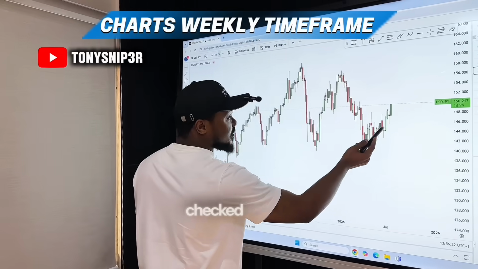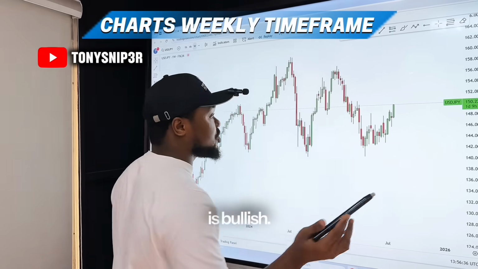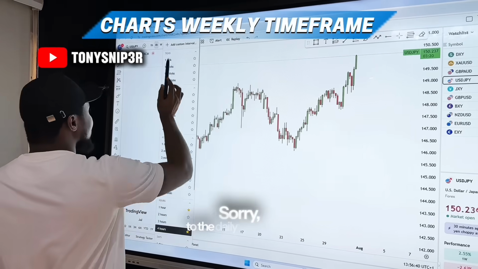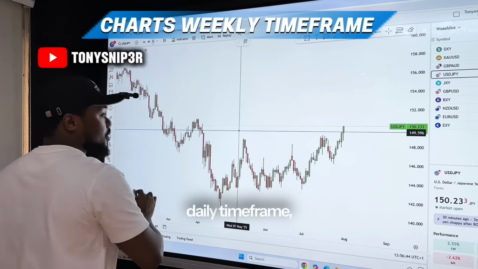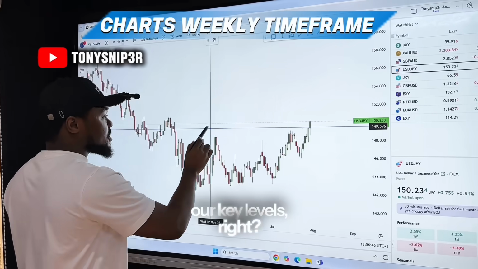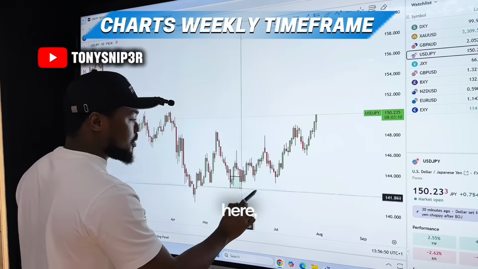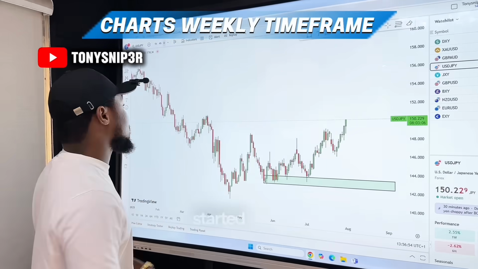Now, we've already checked our last 3 candles, right? 1, 2, 3. We are very sure that this market is bullish. Now, let's move to the 4-hour time frame as usual. Sorry, to the daily time frame. Now, if we move to the daily time frame, we need to mark our key levels, right? Now, the first level we want to mark is this level here, where the buy started from, right? Where the buy started from.